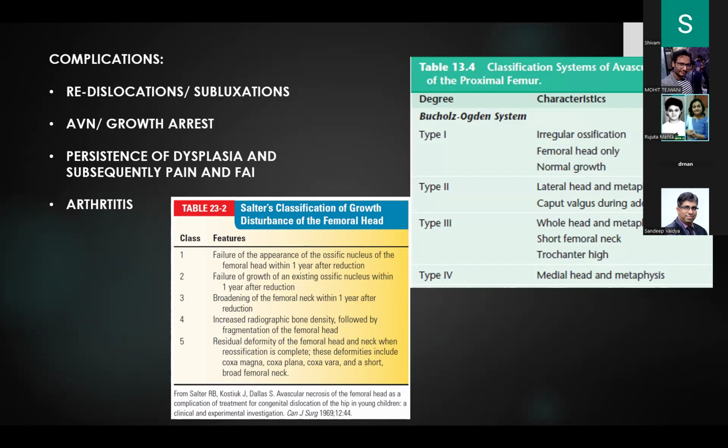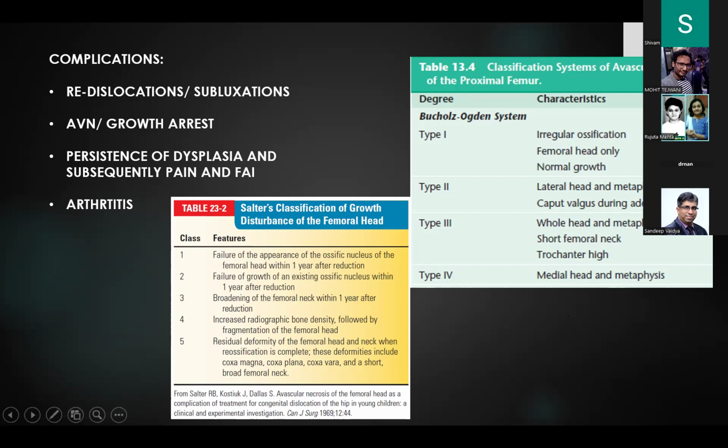So for Salter's classification, basically, if there is failure of appearance of the ossific nucleus of the femoral head within 1 year after reduction, it is categorized as class 1. If there is failure of growth of an already existing ossific nucleus within 1 year after reduction, it is classified as class 2. If there is broadening of the femoral neck within 1 year, it is class 3. And if there is increased radiographic bone density followed by fragmentation of the femoral head, basically changes that are seen in a typical AVN, it is a class 4. And if there is residual deformity of the femoral head and neck when reossification is complete, then it is a class 5.